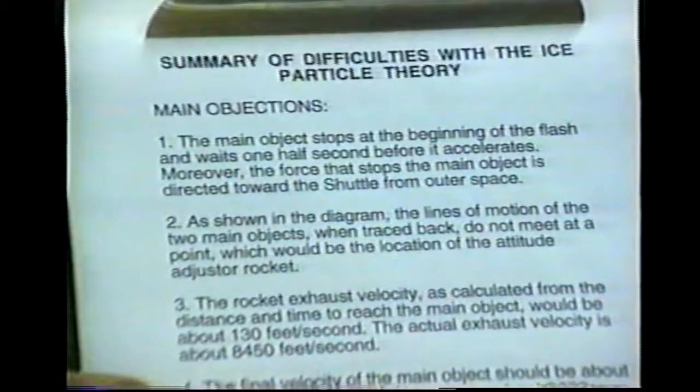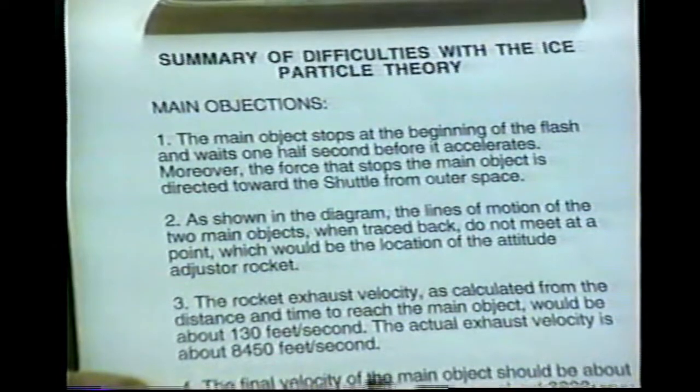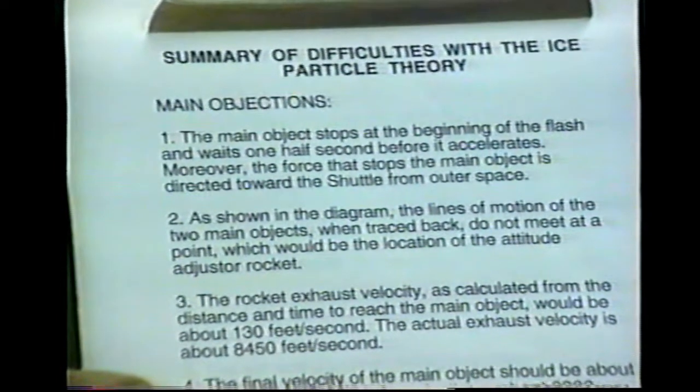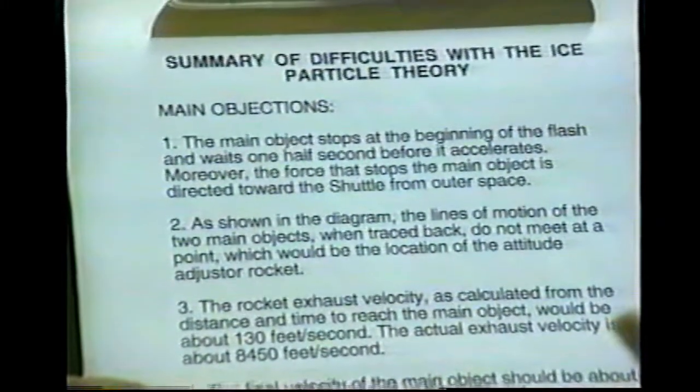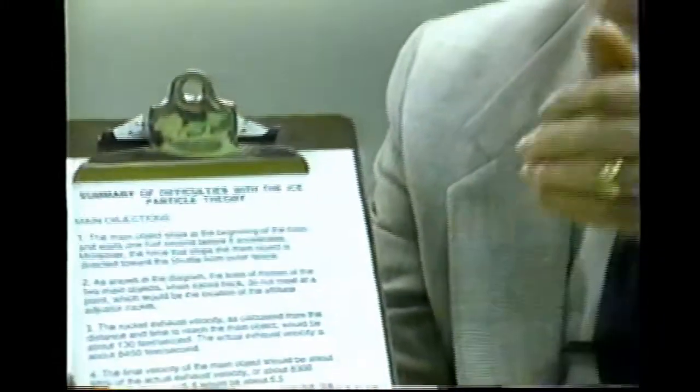What do we have that indicates it's not an ice particle? Well, proof 1, the main object stops at the beginning of the flash and waits for half a second before it accelerates. And the force that stops the main object is directed toward the shuttle from outer space. None of that fits. It can't stop and just sit there. Moreover, the reason it stops is because there was something directed from outer space toward the shuttle. I can't imagine how a vernier rocket could behave in that fashion.